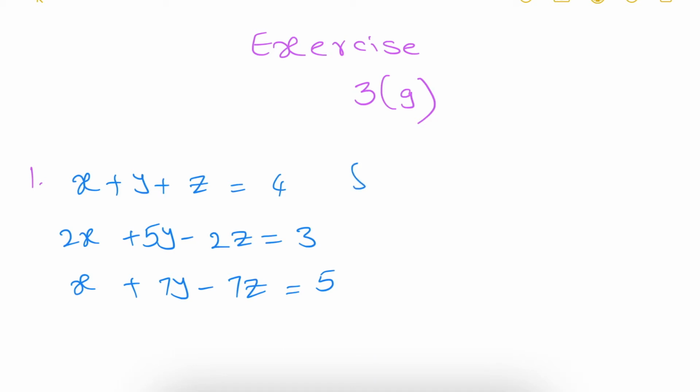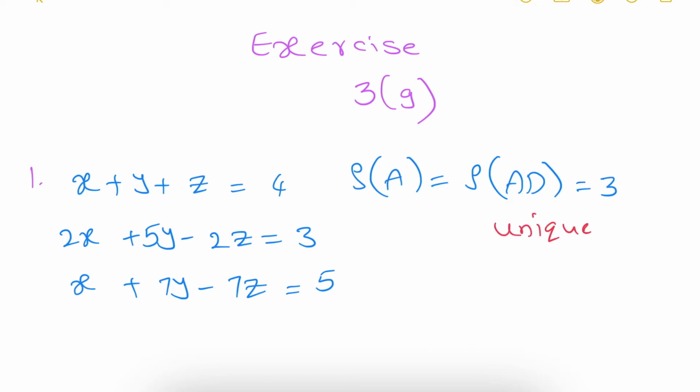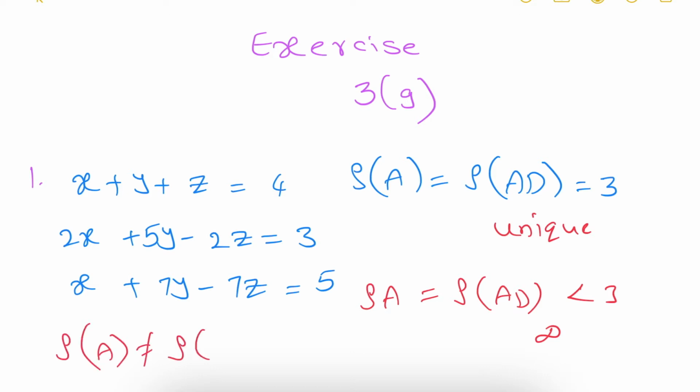If the rank of matrix A is exactly equal to the rank of the augmented matrix, and that rank is 3, then we can say that it has a unique solution. Next, if the rank of the matrix is equal to the rank of the augmented matrix, but that rank is less than 3, then that system of 3 equations will have infinite solutions. In case the rank of matrix A is not equal to the rank of the augmented matrix, then there is no solution at all. So these 3 conditions we need to know.